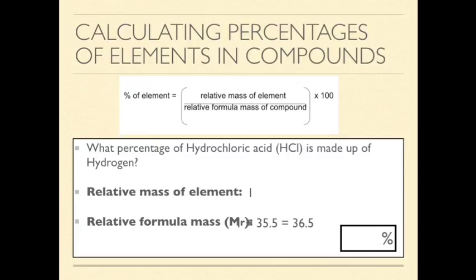So what do I need to do now? Well, I need to do my 1 divided by 36.5, multiply it by 100. If I do that, then I get 2.81. So 2.81% of hydrochloric acid is made up of hydrogen.